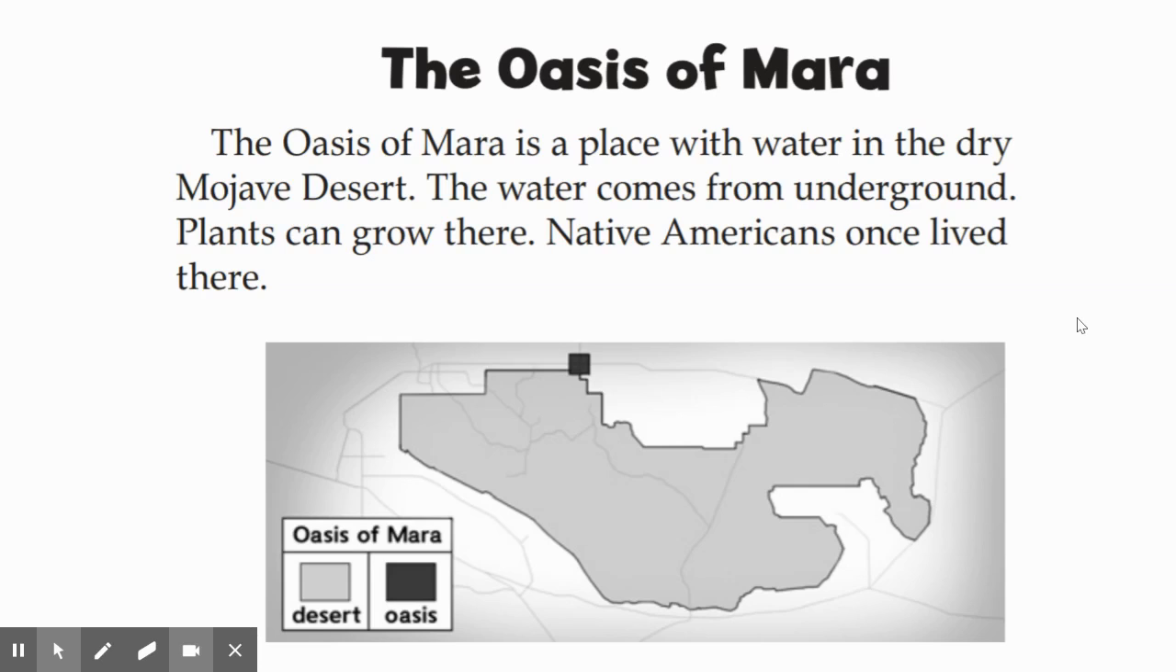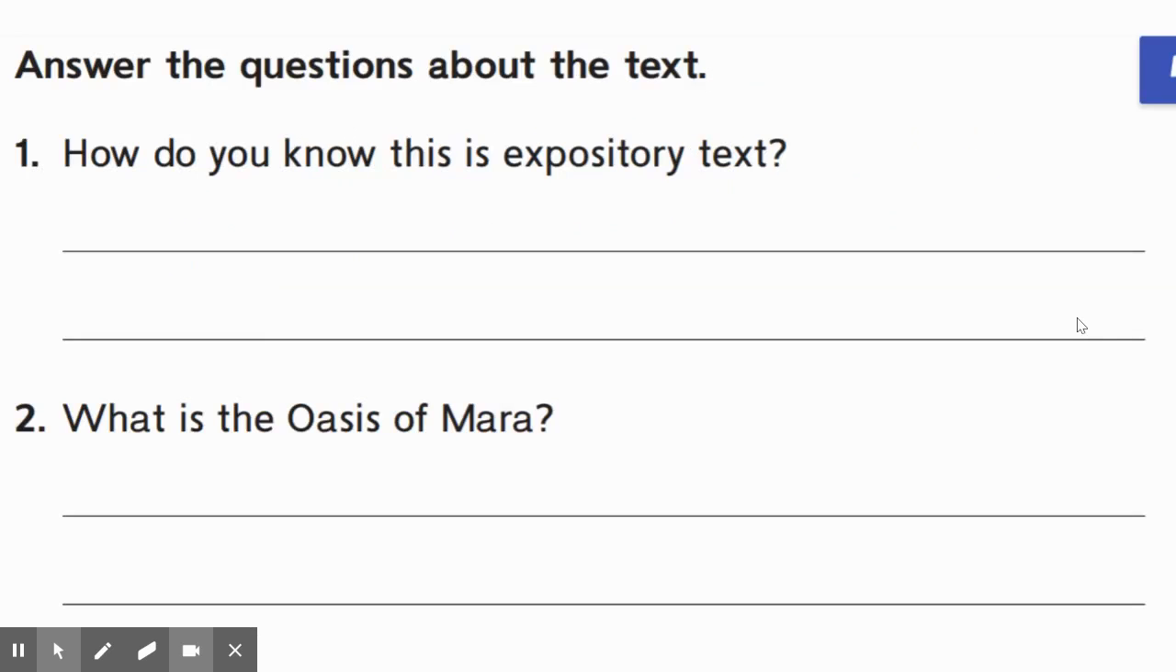And second graders, I see a text feature below the words, which is a map. And there is a key to the map. It shows us that the light gray area is the desert, and the black square is where the oasis is. All right, let's go to the questions.